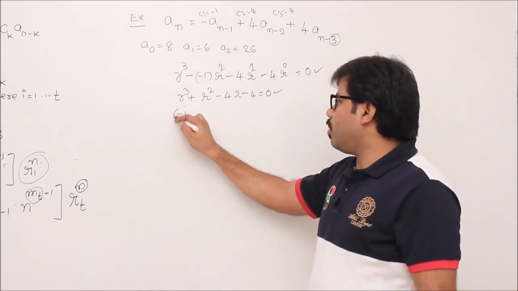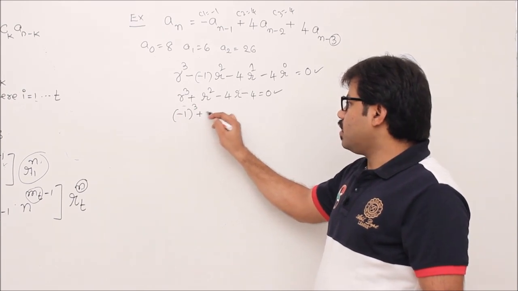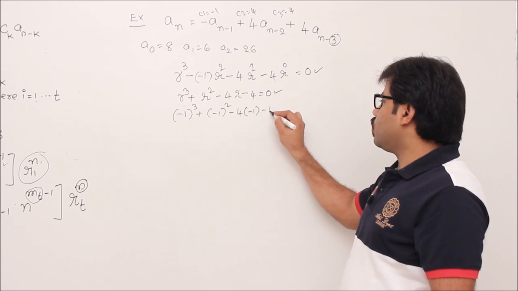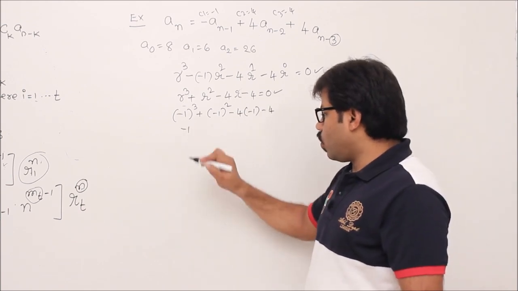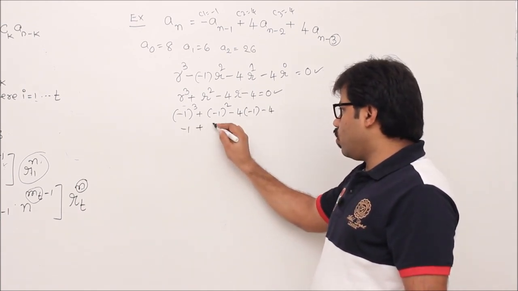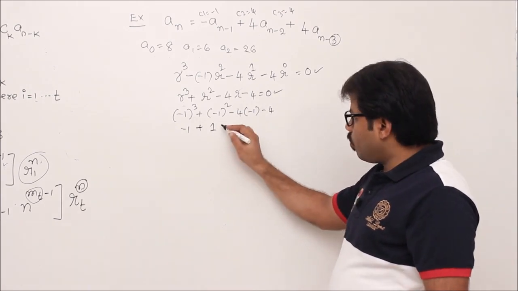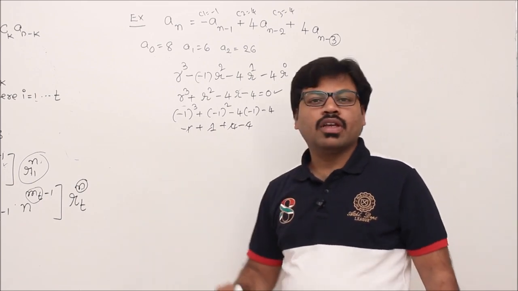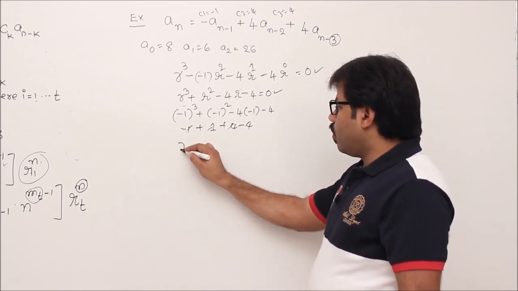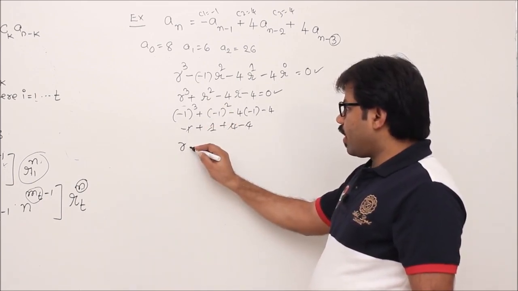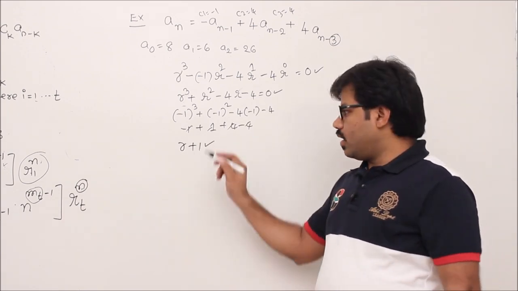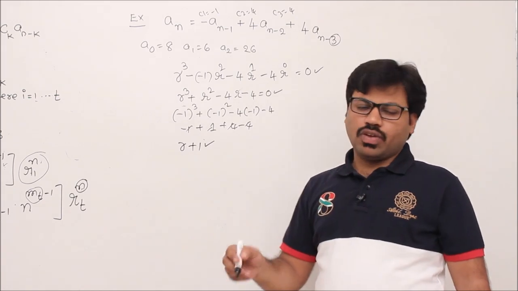Then it will be minus 1 whole cube plus minus 1 whole square minus 4 into minus 1 minus 4. Let's try it. Minus 1 whole cube is minus 1, plus minus 1 whole square is plus 1, minus 4 into minus 1 is plus 4, minus 4. Yes, it worked. Then for this problem, what is the factor? r plus 1. Either minus 1 is the root, otherwise r plus 1 is the factor.